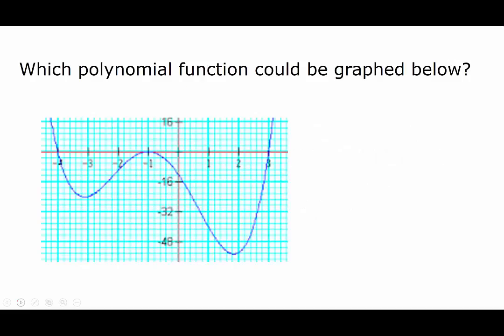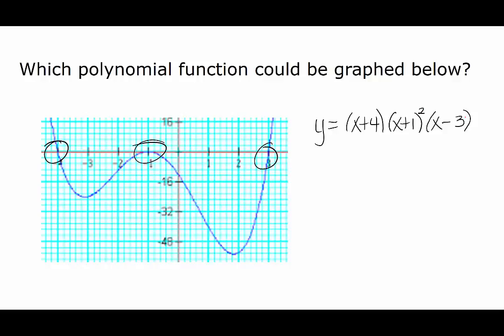Write a polynomial function that could be graphed below. Notice our function crosses at -4, bounces at -1, and crosses at +3. So here's an example of what that function could be. -4 is a root where it crosses through, so we're going to call that a single root. It bounces at -1, so we're going to call that a double root. And +3 is a single root. So here's an example of what the equation could be.